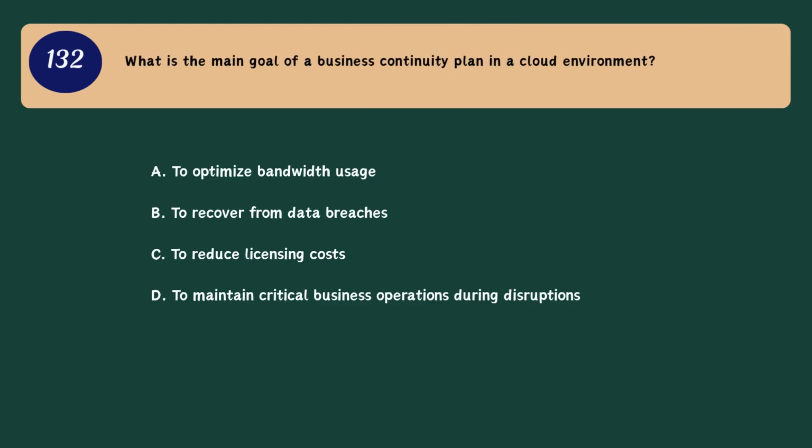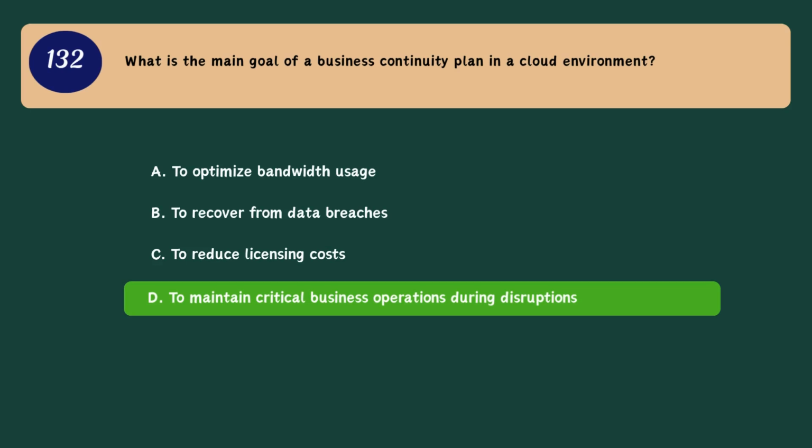Question 132. What is the main goal of a business continuity plan in a cloud environment? A. To optimize bandwidth usage. B. To recover from data breaches. C. To reduce licensing costs. D. To maintain critical business operations during disruptions.